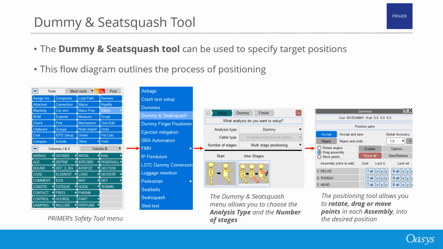The functionality for creating a pre-simulation dummy positioning analysis can be accessed in the Dummy and Seatsquash tool in Oasys Primer. So this flow diagram outlines the process of positioning, but we'll cover this in detail over the next few slides.